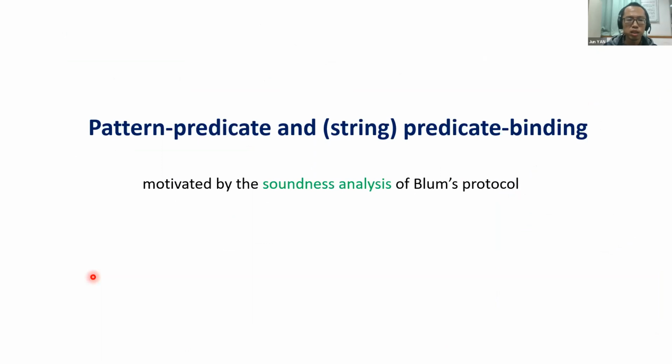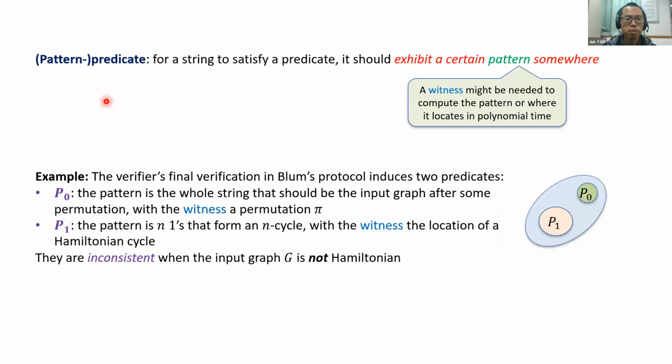Now let me introduce 2 important concepts that are introduced in this work, namely pattern predicate and string predicate binding. They are motivated by the soundness analysis of Blum's protocol, but we believe they are of independent interest and general enough elsewhere. For a pattern predicate, for a string to satisfy such a predicate, it should exhibit a certain pattern somewhere. And we remark that a witness might be needed to compute the pattern, or where it is located, in polynomial time.